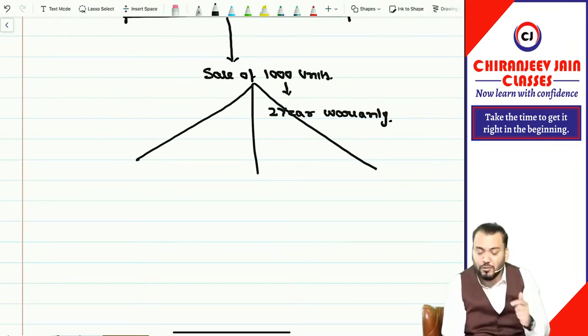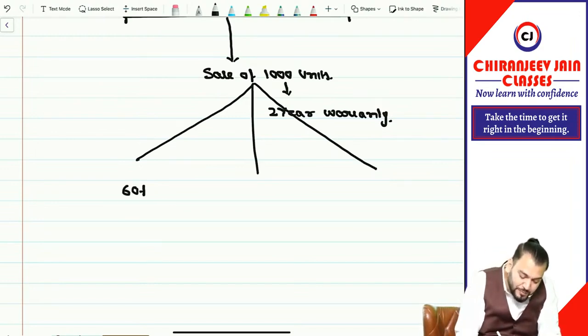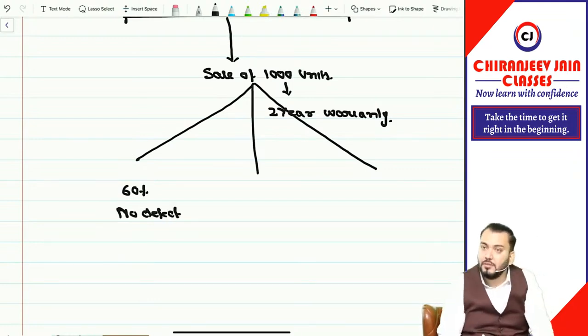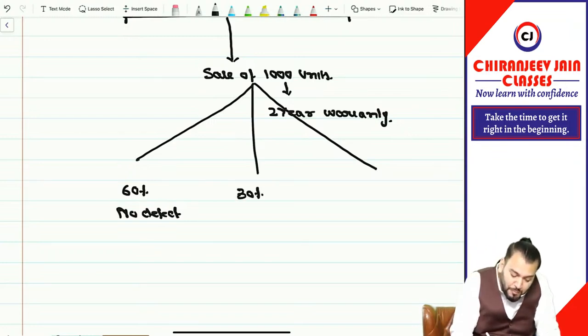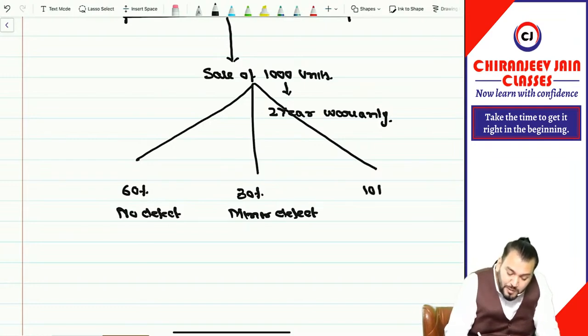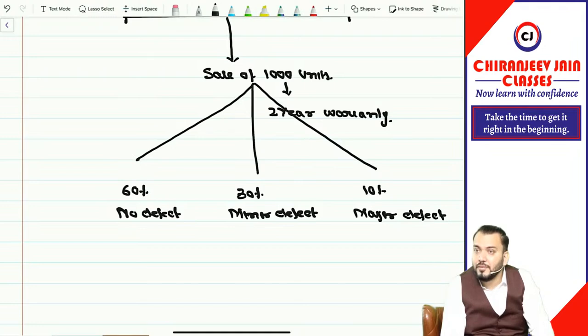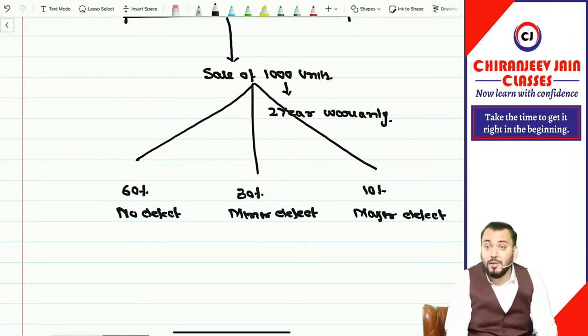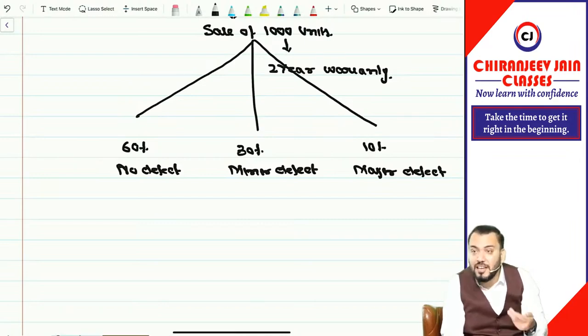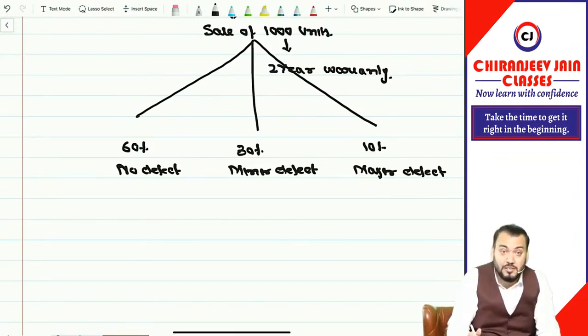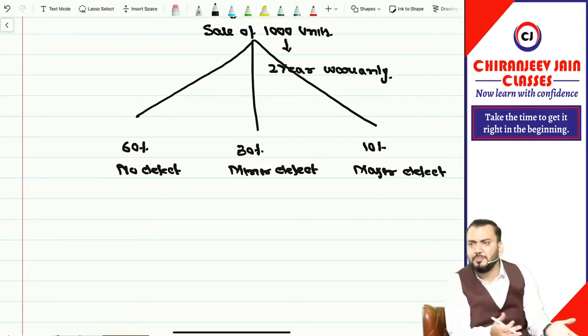And as per the information given in the question, it is given that 60% customers will come with no defect. Are you getting what I am saying? 30% customers will come with minor defect. And 10% customers will come with major defect. This is based on past experience, correct. Now they need to estimate what will be the outflow in case of minor defect and in case of major defect. So that information will also be given in the question based on past experience, correct.